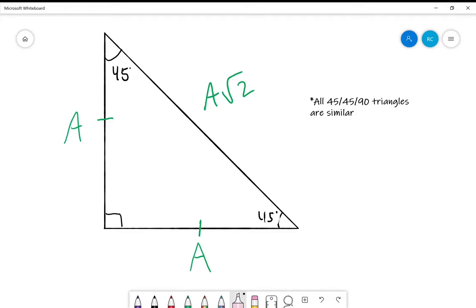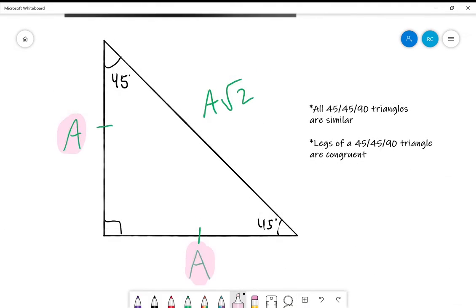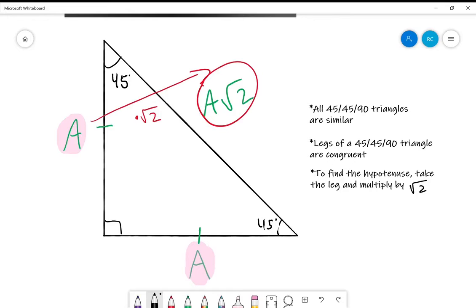We also know that the legs of the 45, 45, 90 triangle are congruent. And then finally, we know that to find the hypotenuse, we take the leg and multiply by the square root of 2. So let's do a couple of examples of this and make sure everyone understands what's going on.